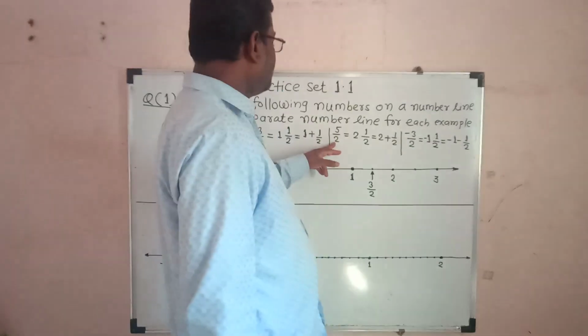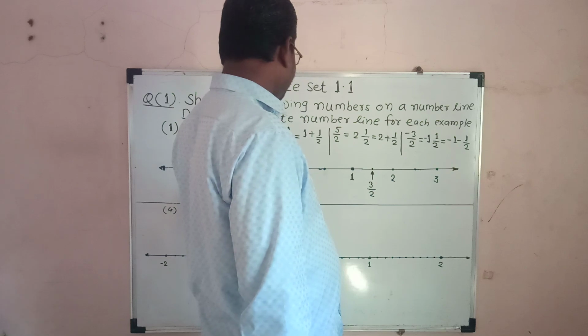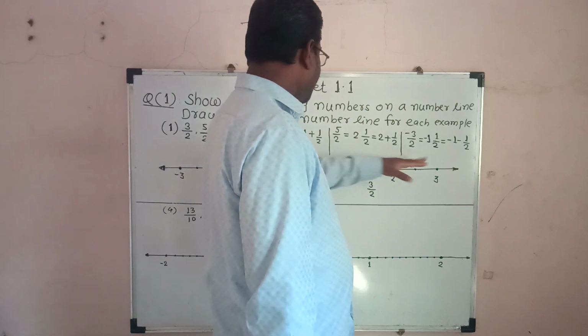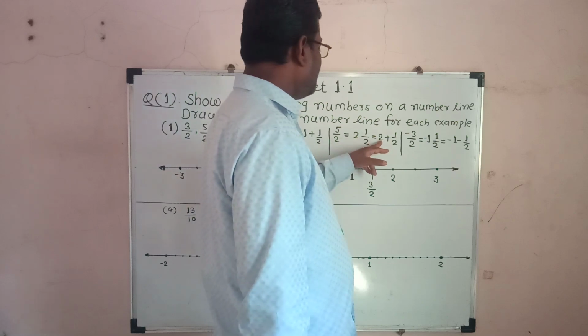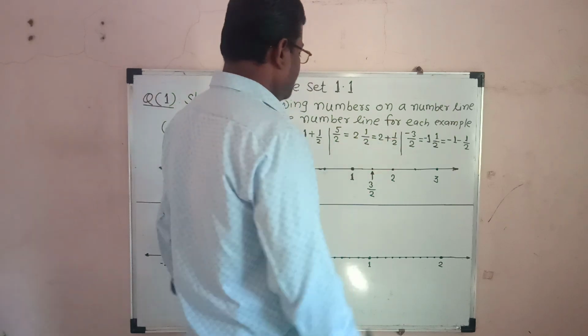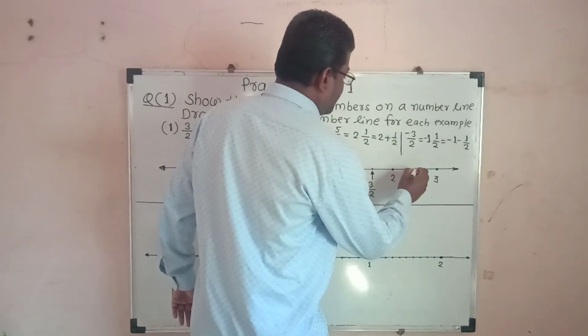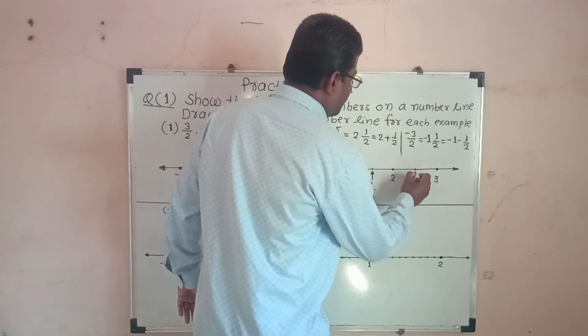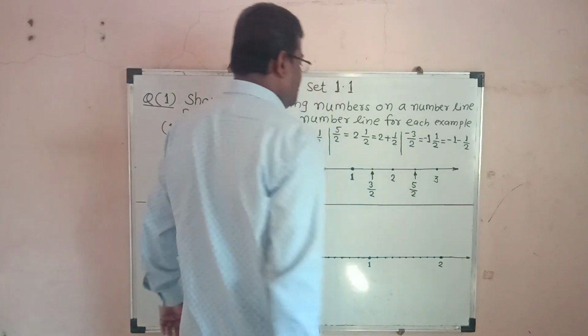Now 5 upon 2 is a positive number. Therefore, it will also be on the right side of 0. And 5 upon 2 can be written as 2 plus 1 upon 2. That is 2 complete and then 1 part on the number line. This point will indicate 5 upon 2.